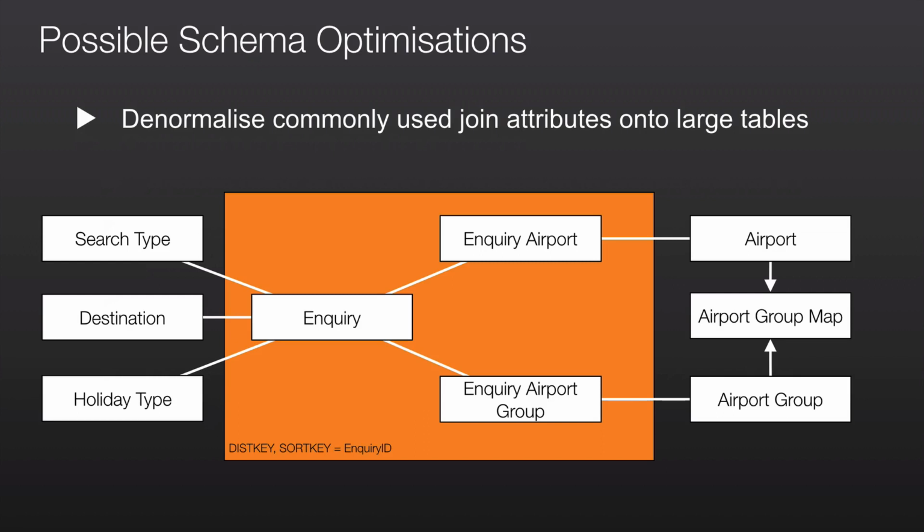And here's an example of schema optimization on that data set that we talked about before. We're going to denormalize commonly joined attributes into a large table, in this case bringing inquiries, inquiry airports, and inquiry airport groups together into one large fact table using a star schema. Using inquiry ID as our distribution key and our sort key.